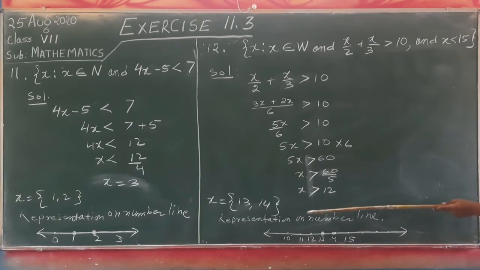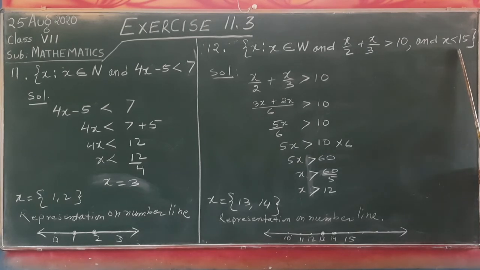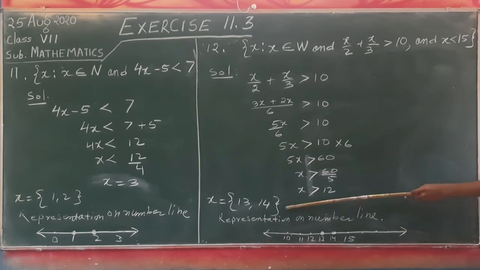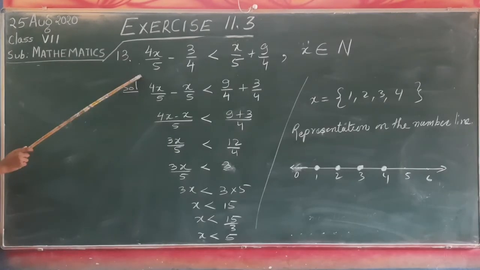So x is greater than 12, but in the question, on the right-hand side, what is written? x is less than 15. So greater than 12 and less than 15 will be what? 13 and 14 in the solution set. 13 and 14 in the solution set. So represent them on the number line. In this way, darken the required numbers.